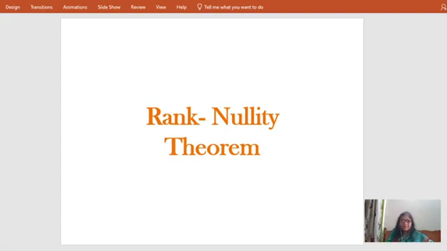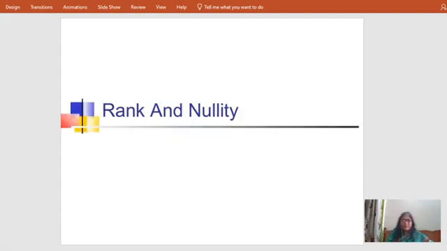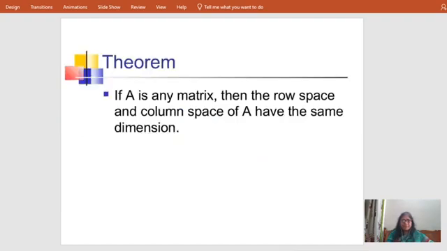Rank nullity theorem is a topic in matrices. The statement of rank nullity theorem: If A is any matrix, then the row space and column space have the same dimension. This is the statement of rank nullity theorem.